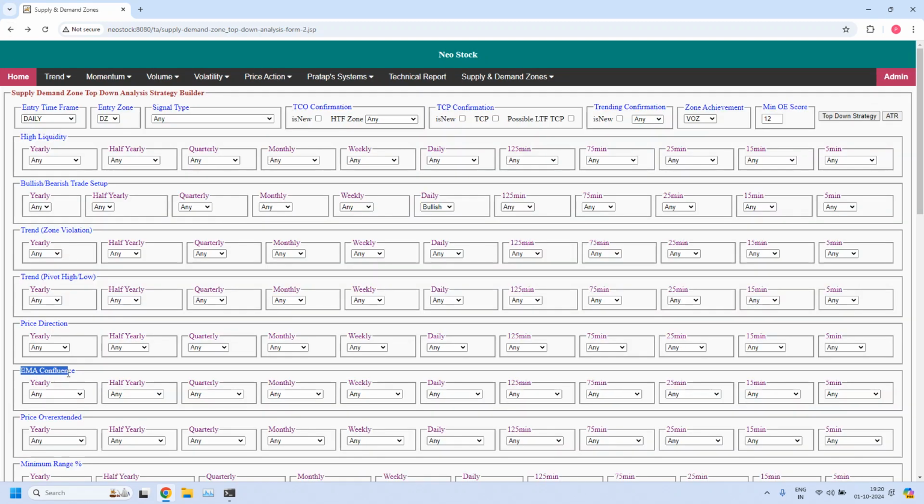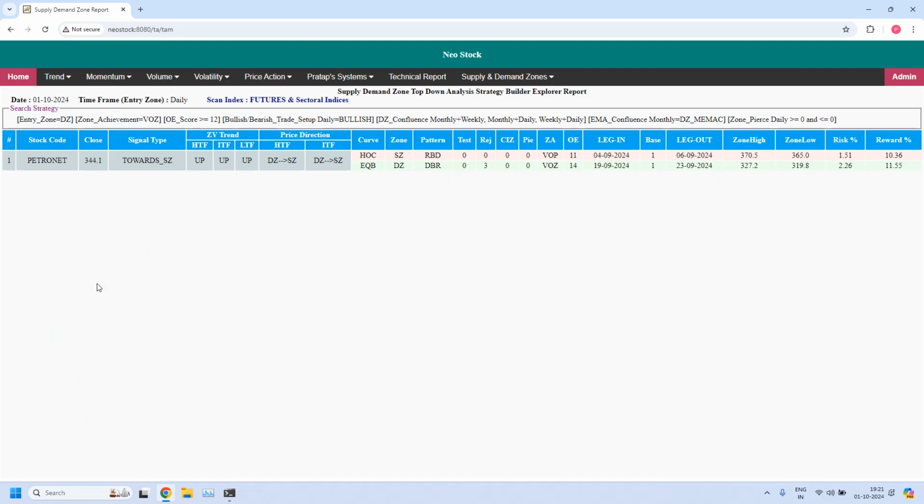So in the EMA confluence at monthly time frame, I am looking for monthly demand zone with monthly EMA confluence. Let's verify. One stock is filtered. So Petronet is having a high probability setup, because the monthly zone is having a monthly EMA confluence, and the daily and weekly together again part of the monthly zone, and monthly trend is uptrend. Okay, this is about a bullish trade setup for monthly income trade.